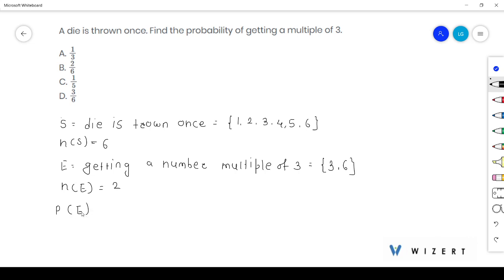Now probability of getting a number multiple of 3 is given by n of E upon n of S. That is 2 by 6. It means 1 by 3. So our correct option is option A.